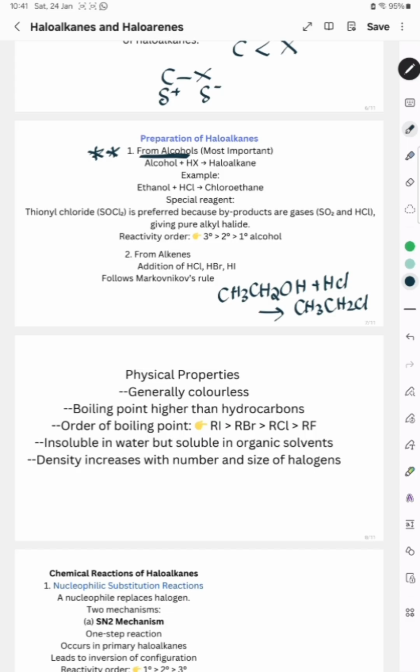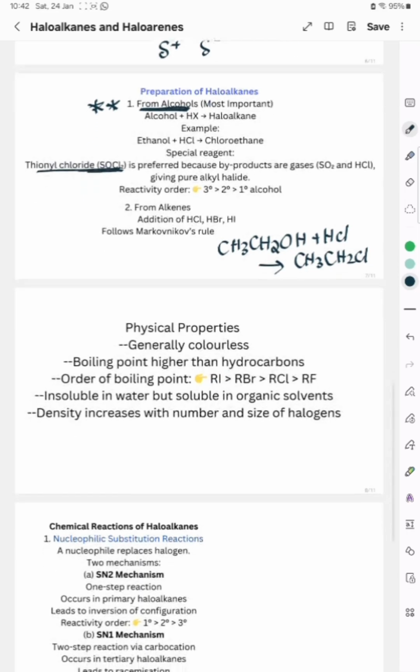Here when we use a special reagent called SOCl2, this reaction performs very well, like the pure alkyl halide can be formed, as the byproducts of this reaction are gases, SO2 and HCl. Due to these byproducts we get a very pure alkyl halide, as these gases can escape very easily when the reaction has done.